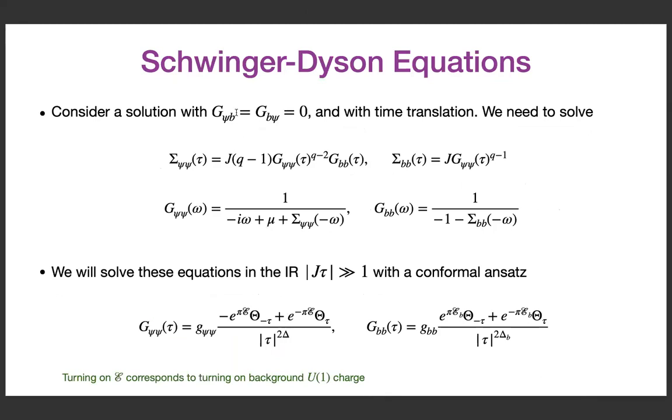Okay, so now we're going to solve the equations in this limit. First of all, we can consider a solution where the fermionic correlators vanish, and that has time translation invariance.